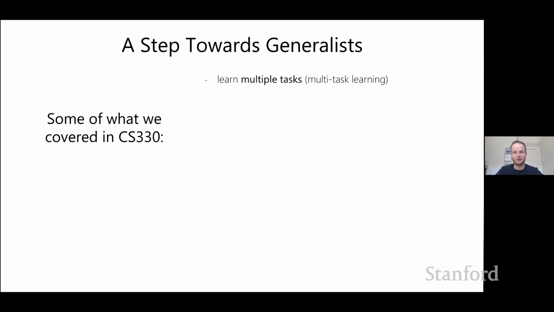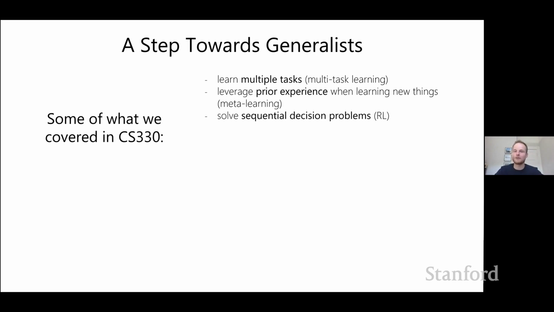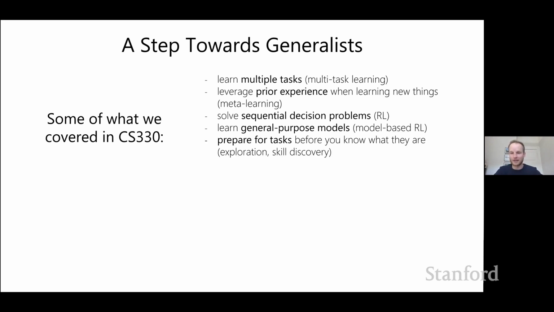And in this class, we took a step towards building machines that are generalists. There are a lot of topics that we covered that go in that direction, things such as how to learn multiple tasks with multitask learning, how to leverage prior experience when learning new things, for instance, with meta-learning, how to solve sequential decision problems with RL, how to learn general purpose models with model-based reinforcement learning, how to prepare for tasks before we even know what they are, such as what we did in skill discovery, how to perform tasks in sequence with hierarchical RL, and how to learn continuously.